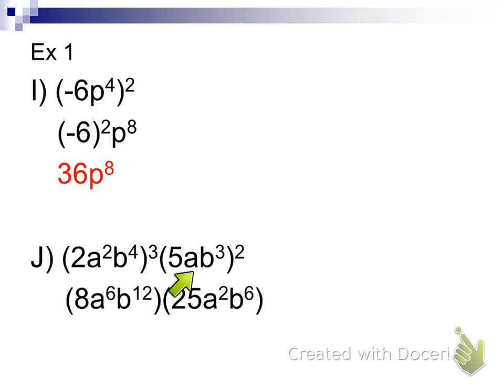In the back, I have 5 to the 2nd power. 5 to the 2nd power means 5 times 5, which is 25. And then a to the 1st to the 2nd. So 1 times 2 for the exponent gives me an exponent of 2. 3 times 2 for the exponent gives me an exponent of 6.